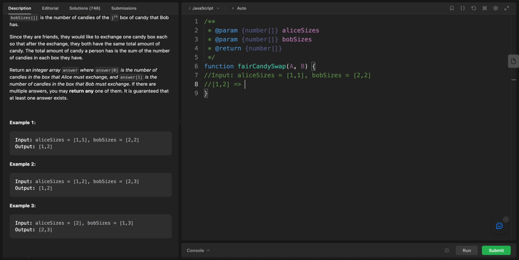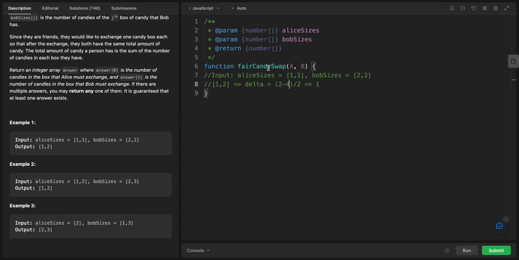So basically, we can find something called delta, and this delta will equal the total sum of Bob minus the total sum of Alice, and we divide all of that by 2. So it will be 6 by 2, it will be 3... no, sorry, it's not plus, it's minus, so it will be 1.